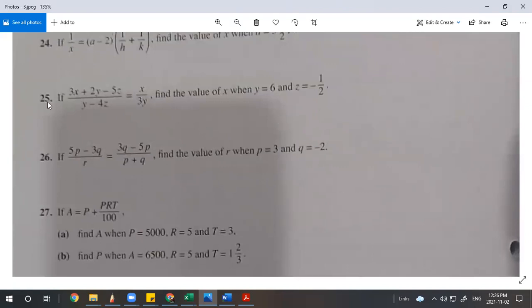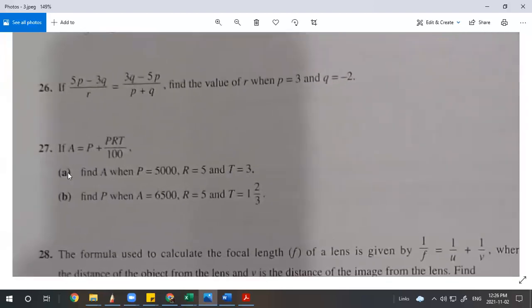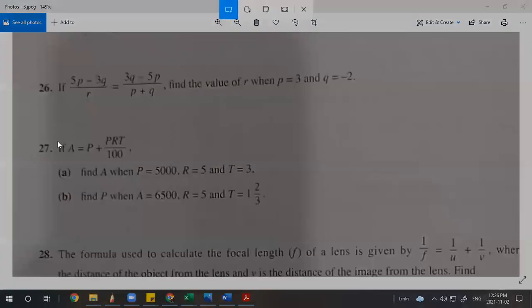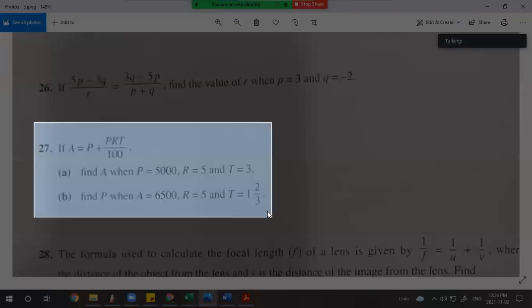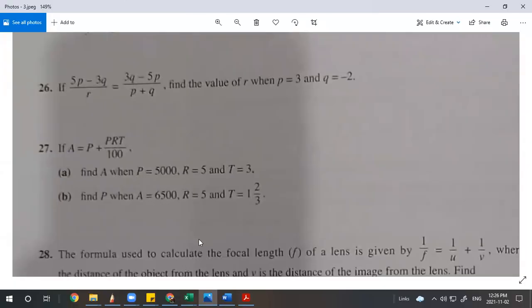Okay, I think for number 25, it's also the same. 26 is also the same. And 27, let's try. Yeah. Wow, ini ribet. Ada 2 pertanyaan, 2 questions.